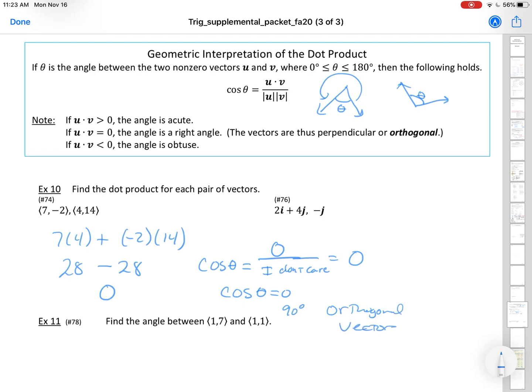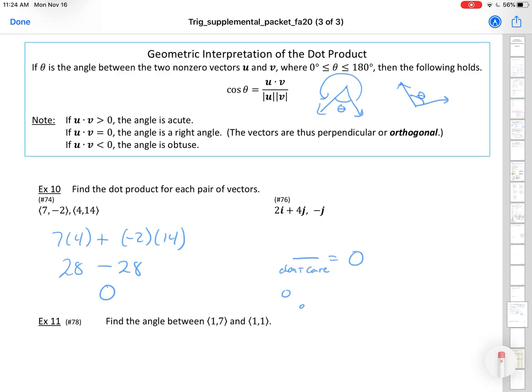Orthogonal vectors have 90 degrees between them. Their dot product is 0. So you wouldn't even need to use the formula. As soon as you recognize a dot product is 0, you know those two vectors are meeting right at 90 degrees, or coming together at a 90-degree angle, or 90 degrees apart from one another.